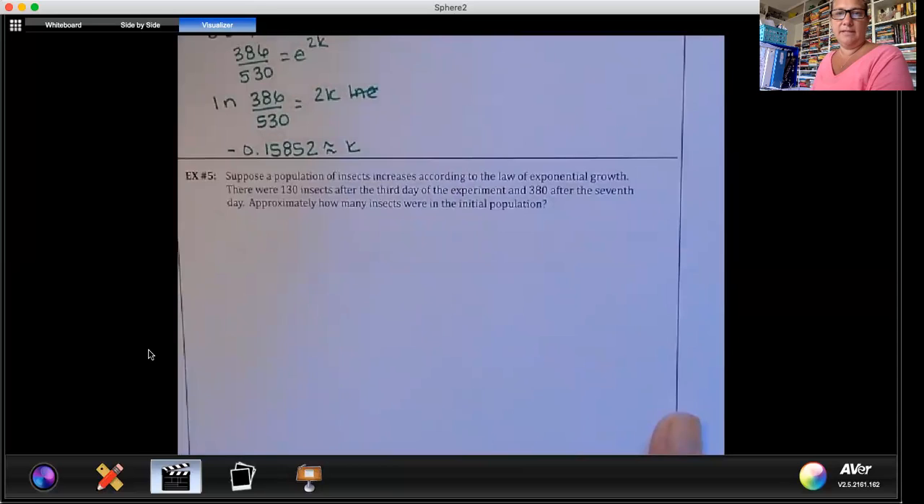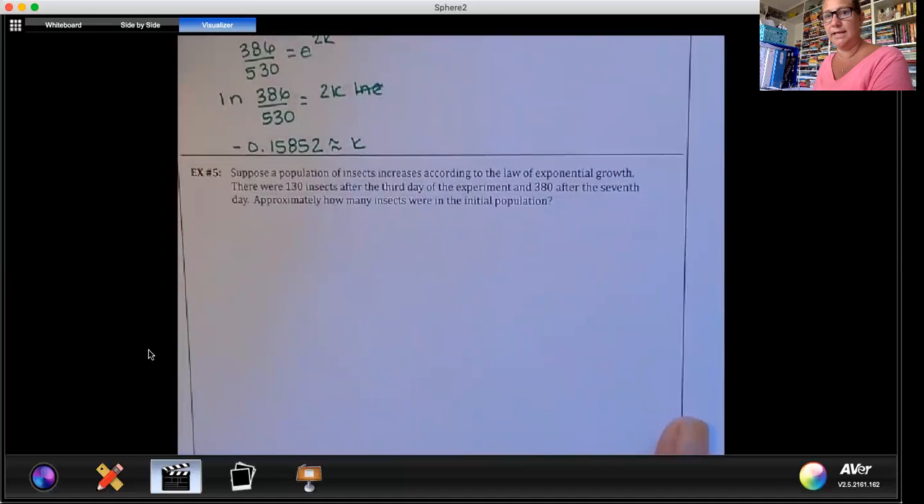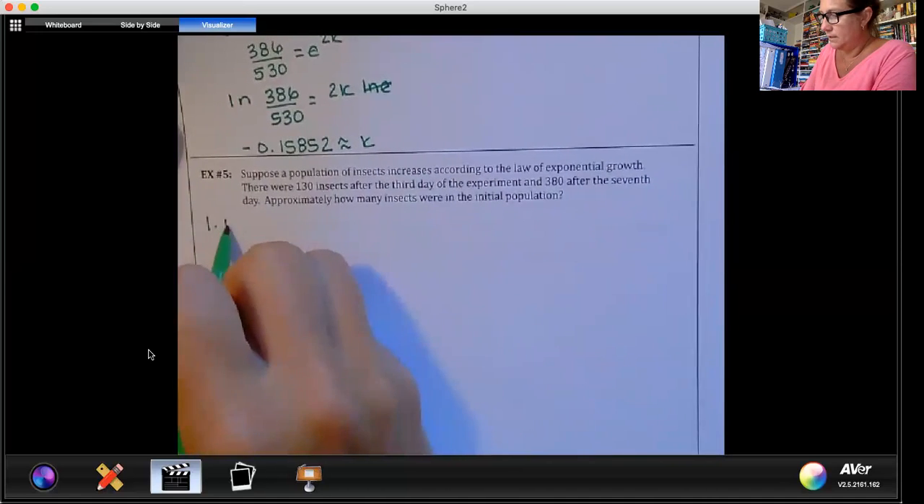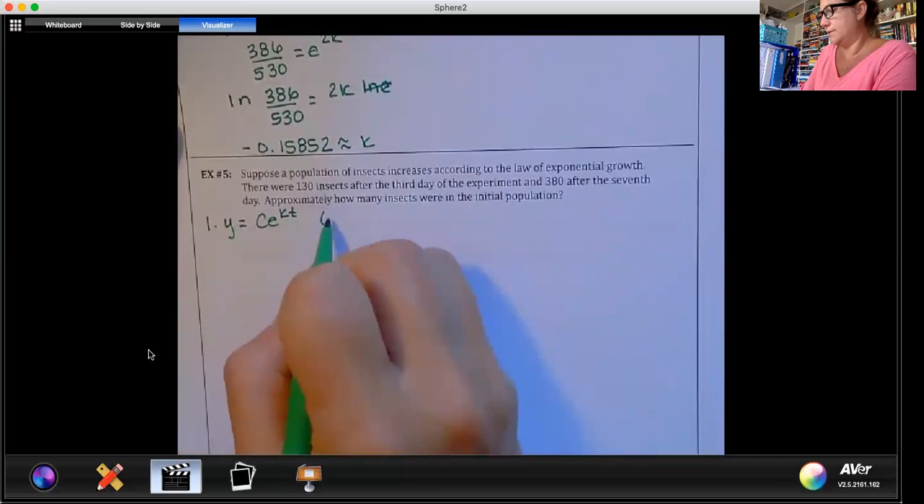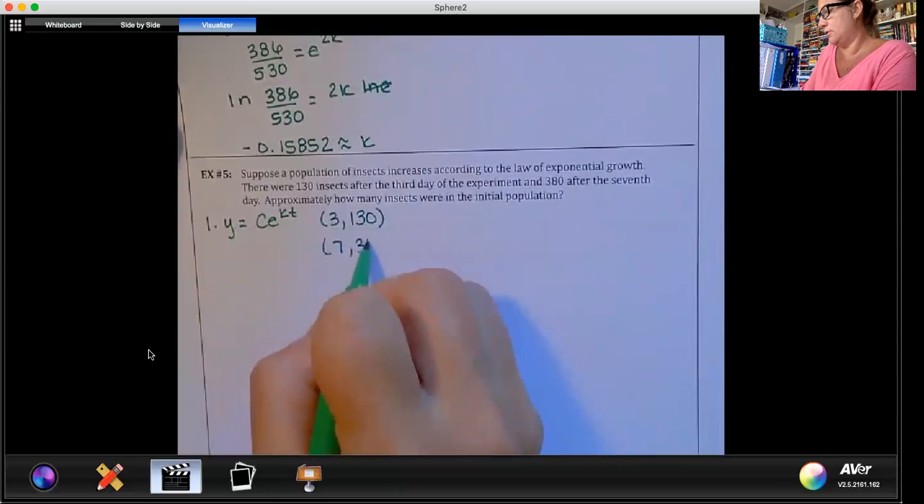Suppose a population of insects increases according to the law of exponential growth. There were 130 insects after the 3rd day of the experiment and 380 after the 7th day. Approximately how many insects were in the initial population? So y equals Ce to the kt. Our points are (3, 130) and (7, 380).